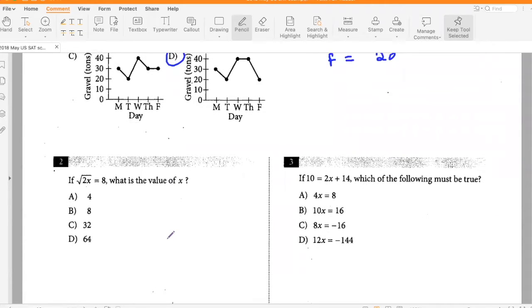If root 2x is 8, what is the value of x? So root 2x is 8, so 2x is 64, so x is 32.